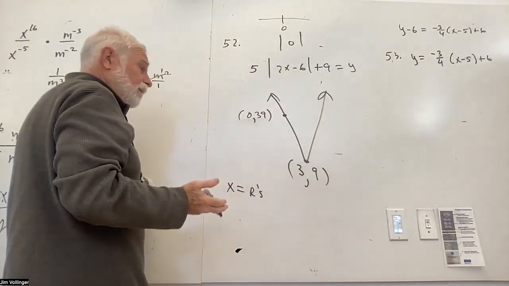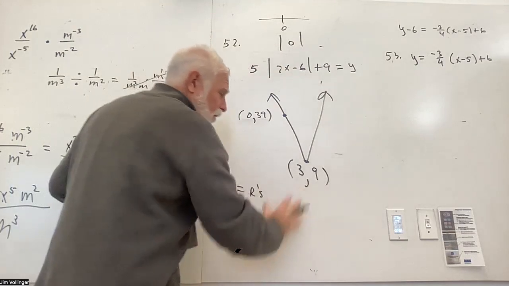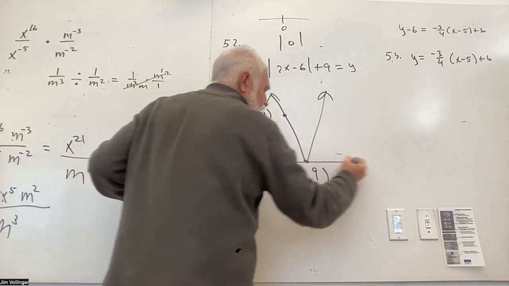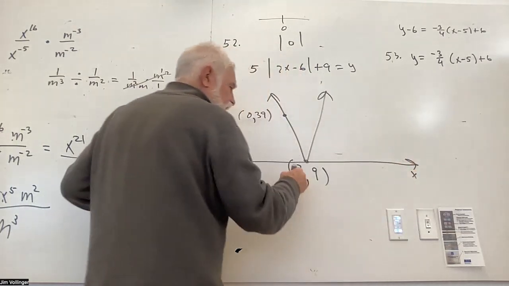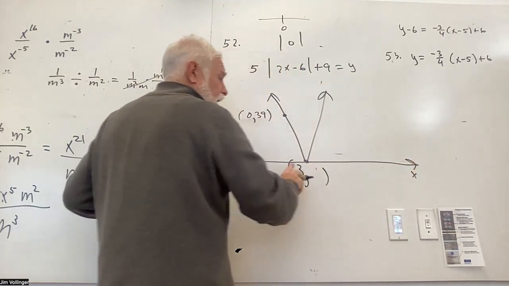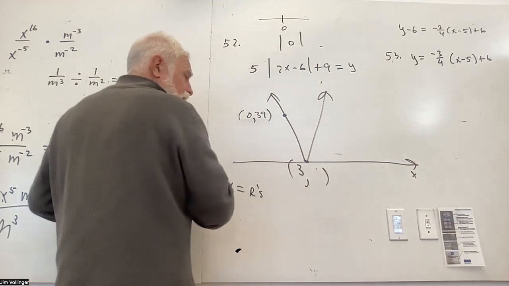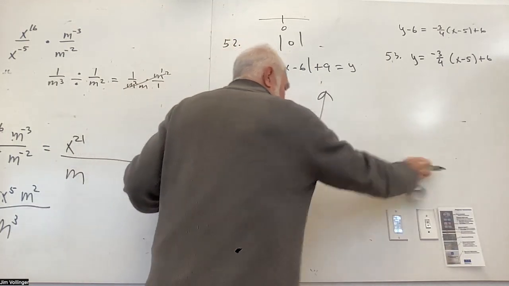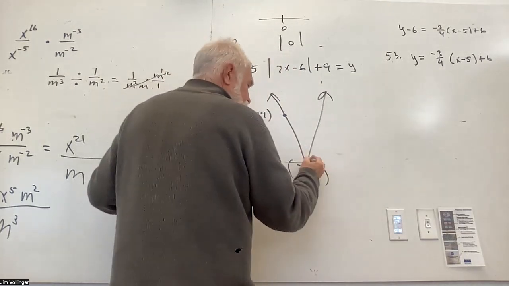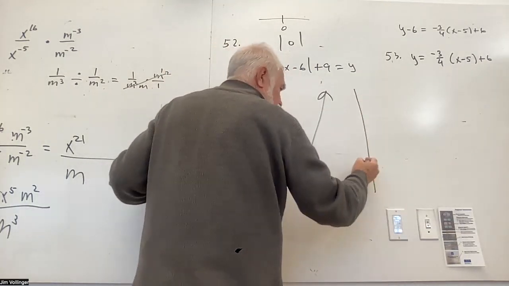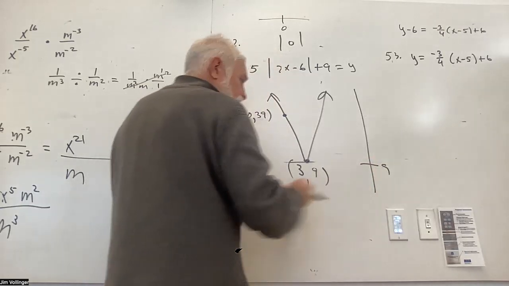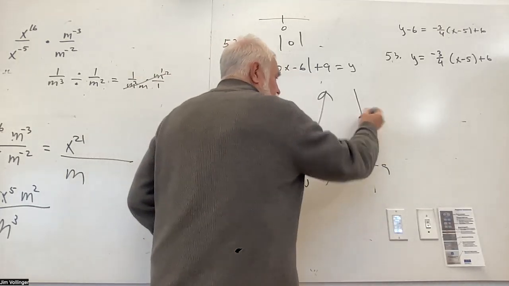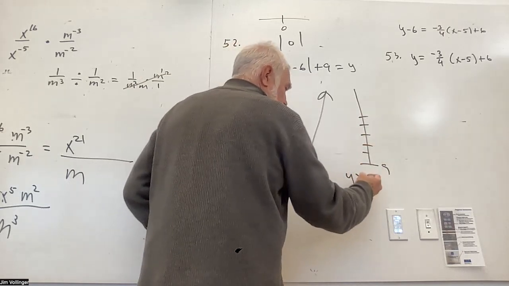The range, however, that's another matter. There are no y values here, right? Here, I'll just put an x ruler here, and that starts at 3. I can move to the right and I can move to the left. Y's are shown with vertical rulers. And I can see that on this vertical ruler, I have a 9, nothing below it. I think my y's are greater than or equal to 9.